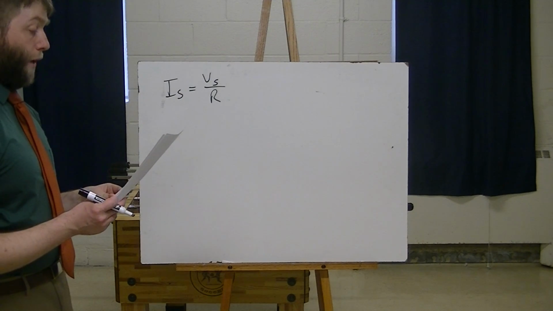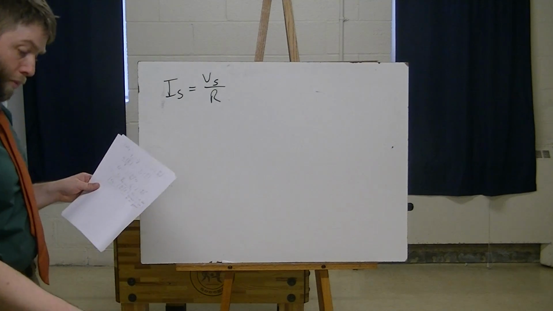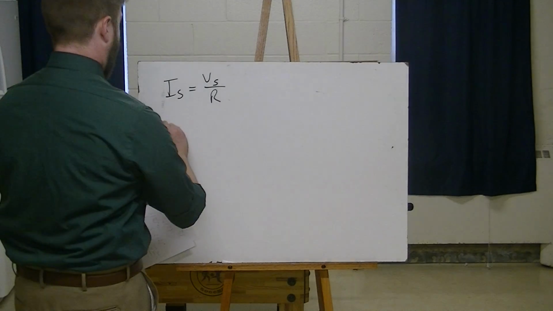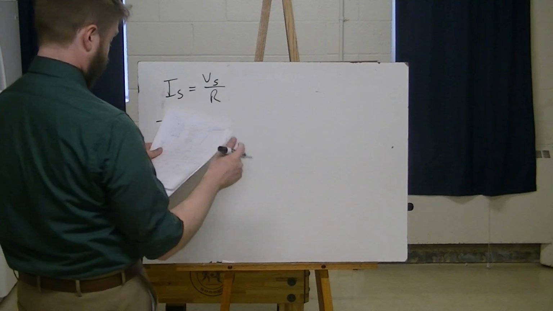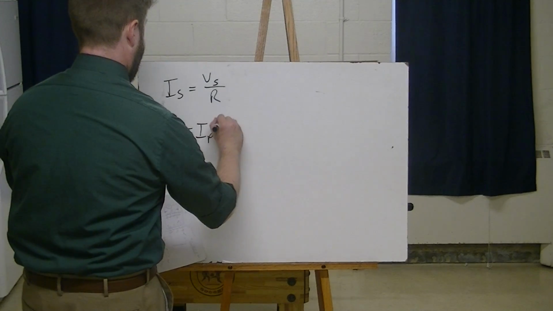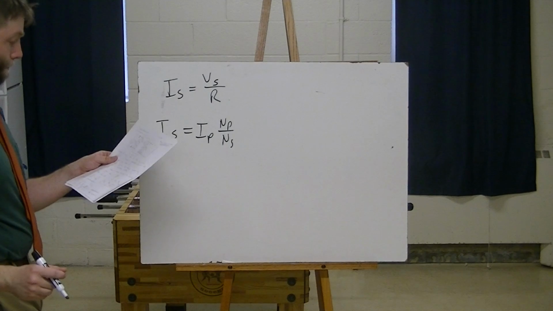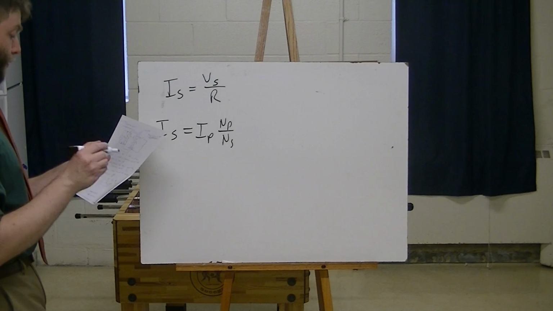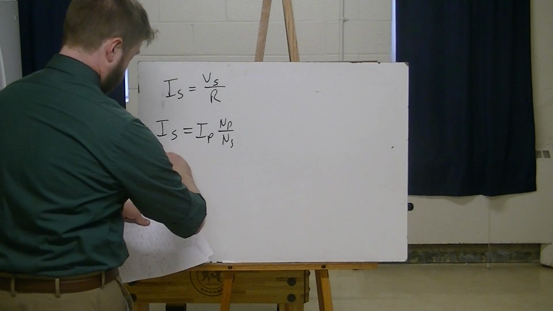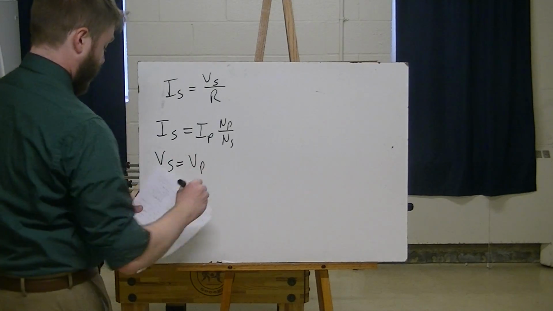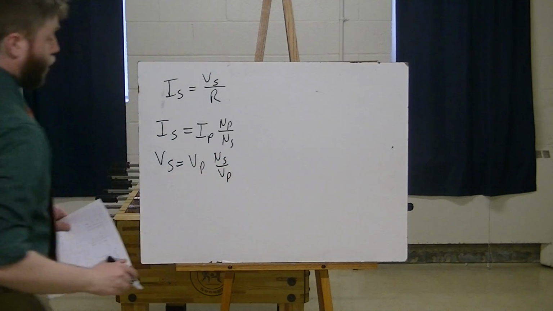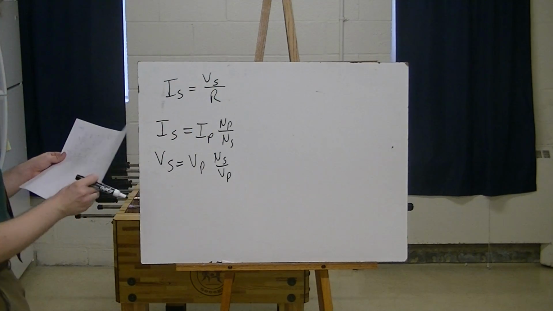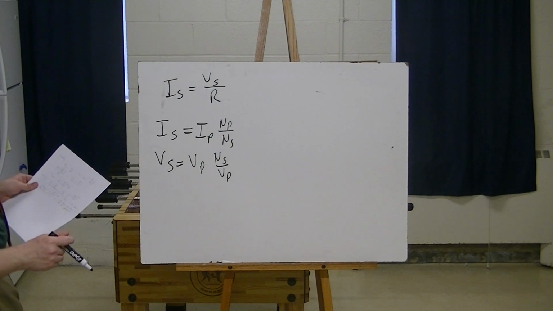I'm going to use the fact that I secondary from before is equal to IP NP over NS, okay? Let me make sure I did that right. Yep, and then I'm going to use that VS is equal to VP NS over NP. So I'm going to use both of these quantities. So IS I'm going to replace right here, and VS I'm going to replace right here.